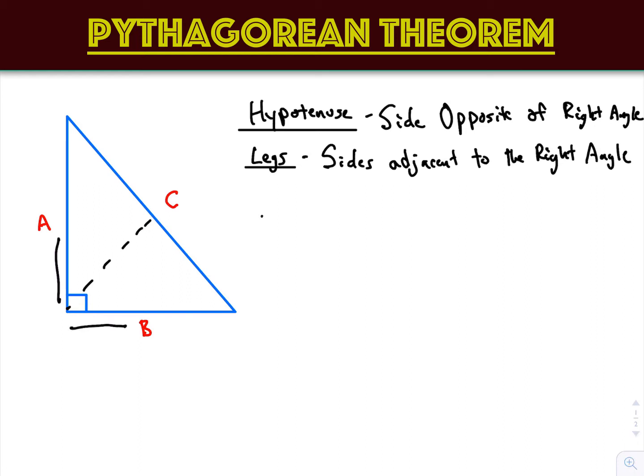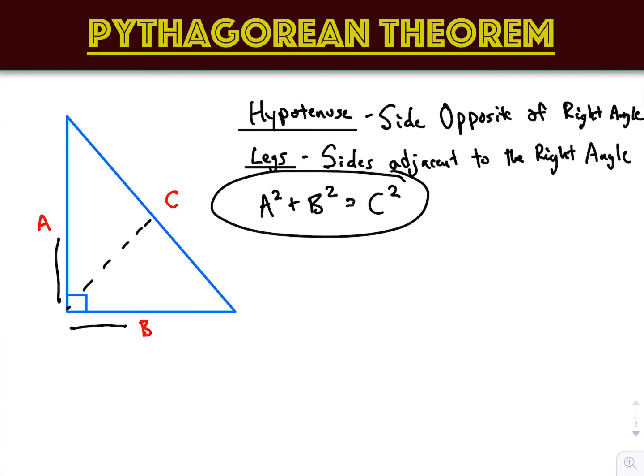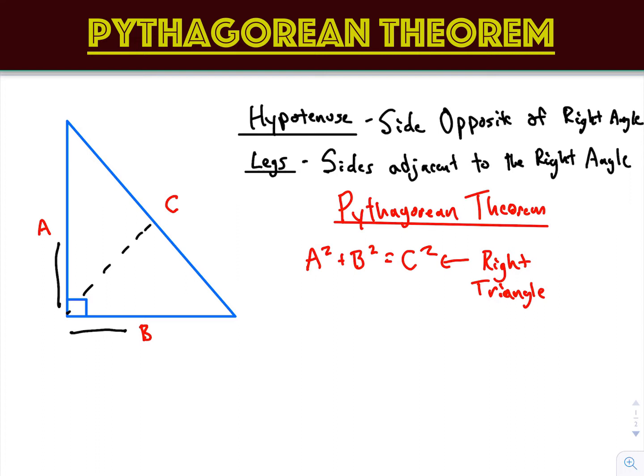So we said that the sum of our two legs squared equals our hypotenuse squared. And this is the formula for the Pythagorean theorem. So the Pythagorean theorem again says that the sum of the two legs squared equals the hypotenuse squared. And it only works for a right triangle. So let's go ahead and use a few numbers and we'll go from there.